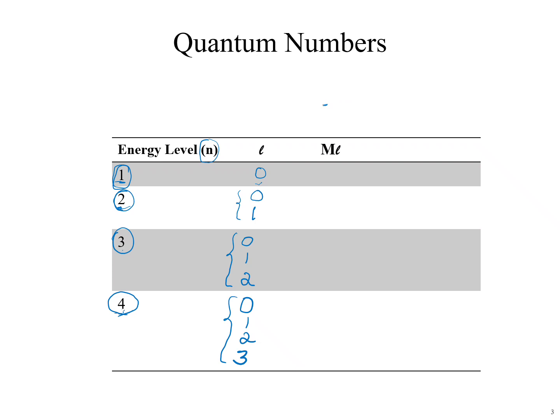Now, the numerical value of m sub l is given from minus l going all the way to plus l. When the energy level is equal to 1, you have only one possible value of l, which is 0, always starting at 0 and going all the way to n minus 1. So we have just 0 here. There's no such thing as a negative 0 or a positive 0. It's just 0.